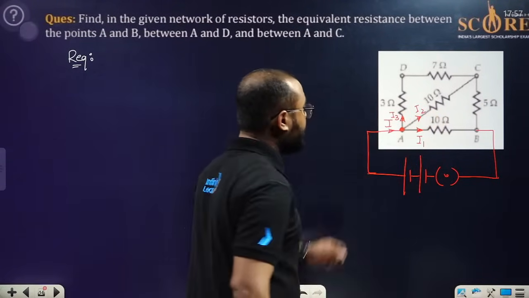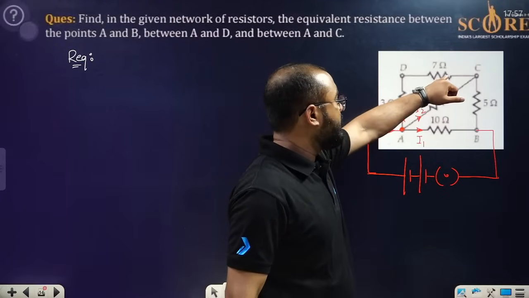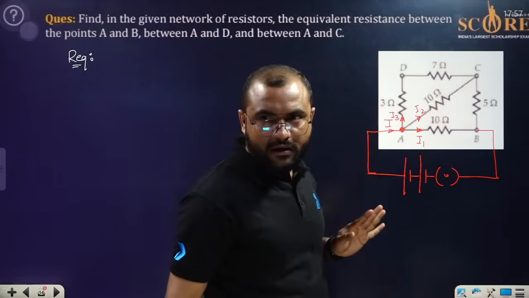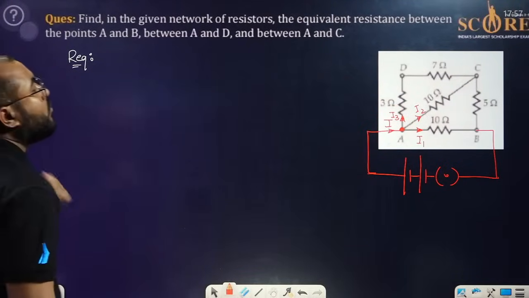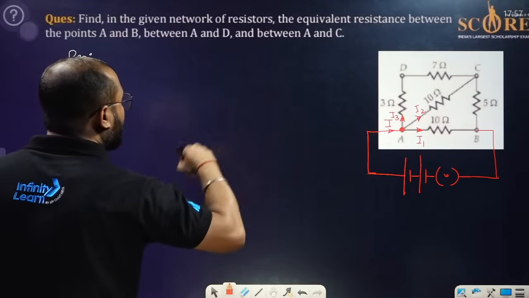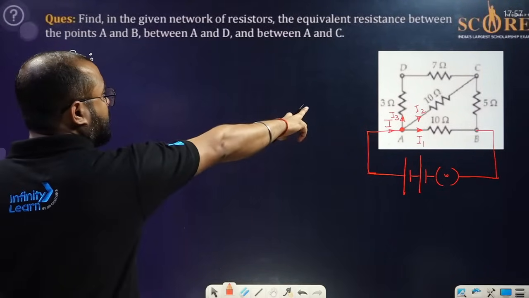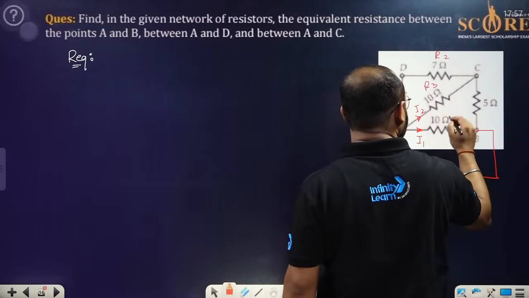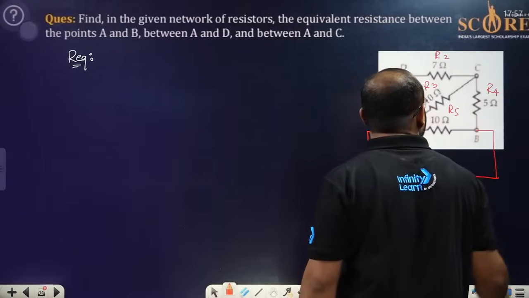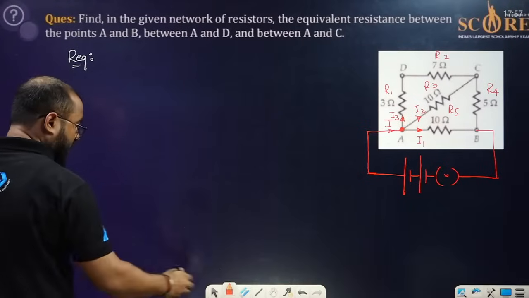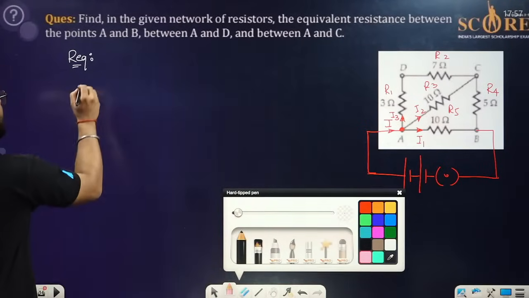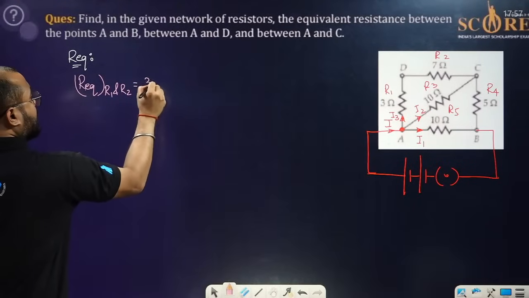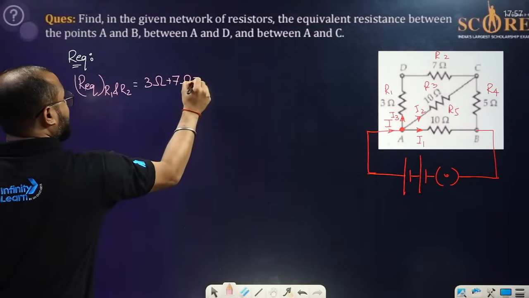So the I3 will be passing through the 3 ohm resistor and the 7 ohm resistor, that is, they are in series, and this part is parallel to this, and these are also parallel. Let us suppose this is R1, this is R2, this is R3, this is R5, and this is R4. R1 and R2 are in series, so the R equivalent for R1 and R2 is 3 ohm plus 7 ohm, that is 10 ohm.